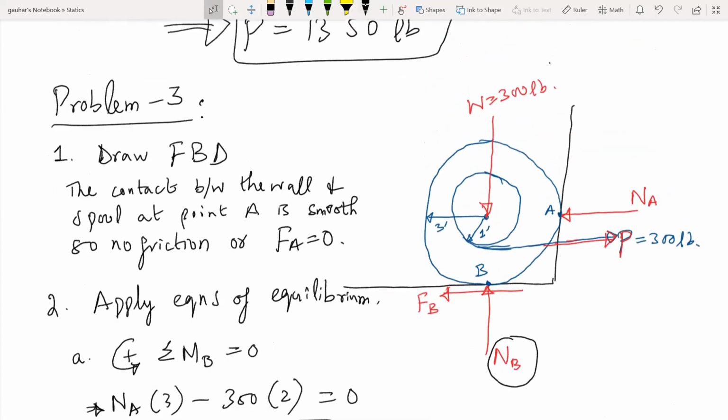So we have done 3 problems on this first topic of dry friction, involving the friction forces and the normal forces, and finding the unknowns using the equations of equilibrium and the friction equation. Okay, so that's it for this lecture, and we'll see you in the next lecture. Thank you.